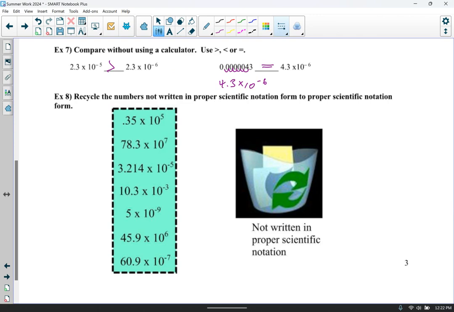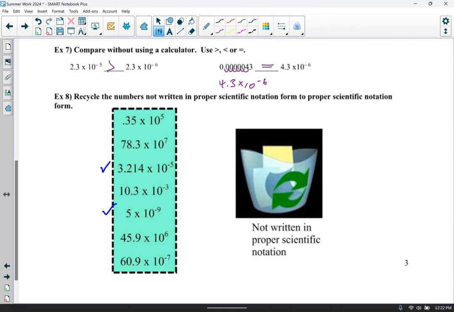Okay. So if we look through 0.35 times 10 to the fifth, that's not proper scientific notation form. The significand, the decimal number, is not between 1 and 10. It's too small. 78.3 times 10 to the 7th, 78.3 is too big. 3.214 times 10 to the negative 5th, that's just right. 10.3 times 10 to the negative 3rd, that's incorrect. 5 times 10 to the negative 9th, that's just fine. 45.9 times 10 to the 6th, that significand's too big. And 60.9 times 10 to the negative 7th, that's too big also, the significand.